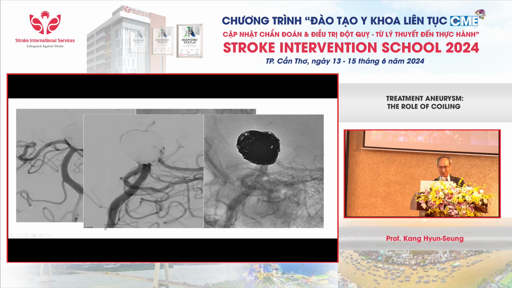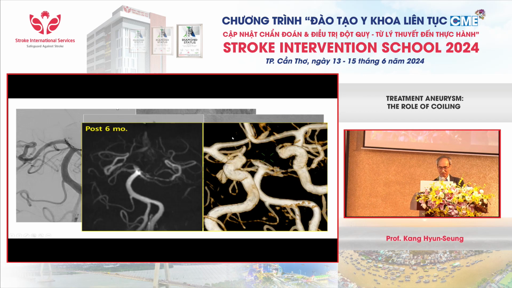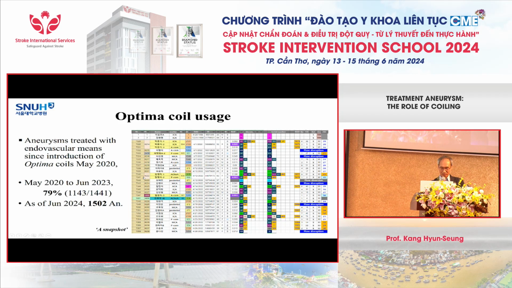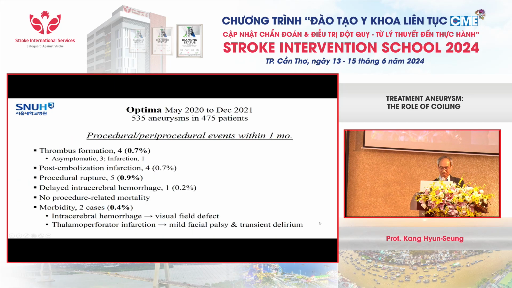So this is the final result. Very compact packing from the frontal and lateral view. This is a 6-month follow-up, very stable result. So this is our snapshot. So sometimes we use the web flow disruptor, but most of the time we use coils for the aneurysm treatment. Very rarely we use flow diverter.